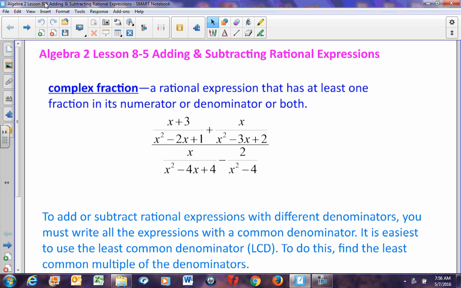You have (x plus 3) divided by (x squared minus 2x plus 1), plus x over (x squared minus 3x plus 2), all divided by (x squared minus 4x plus 4) minus 2 divided by (x squared minus 4). And yes, we will learn how to do problems such as these in today's lesson.